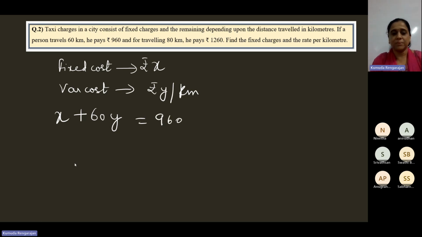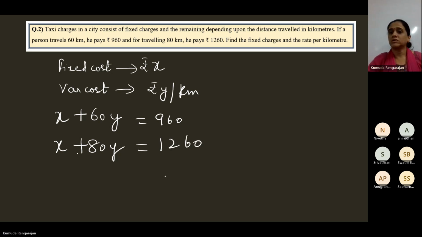with the cab person. Second case is the car is used for 80 kilometers. You have booked the car, you have to pay X. In addition to that, 1 kilometer, Y rupees; 80 kilometers, 80Y. These two put together, the total is 1260.